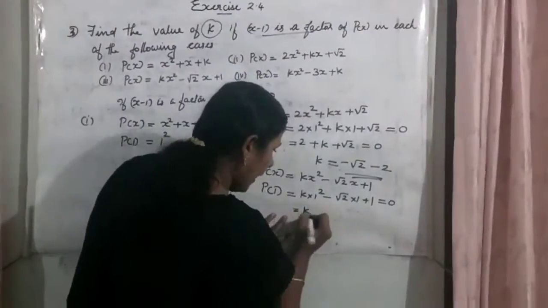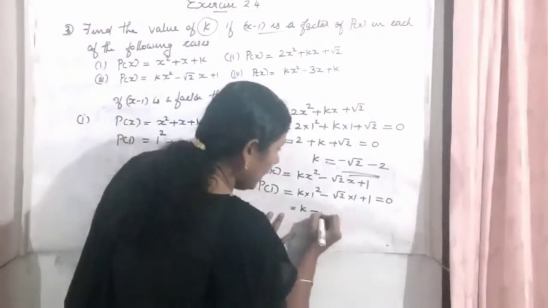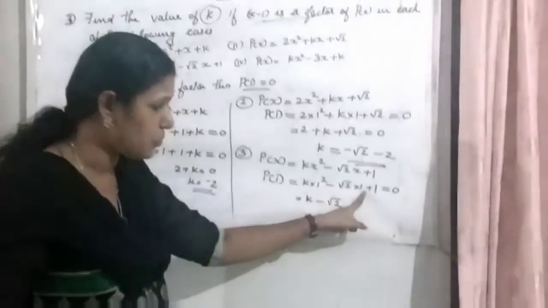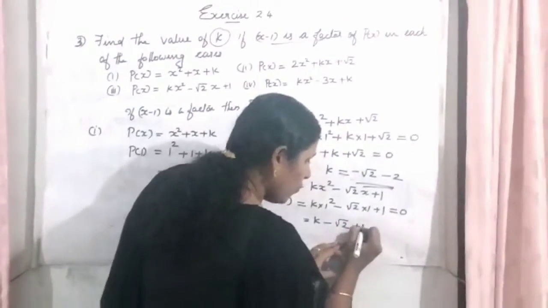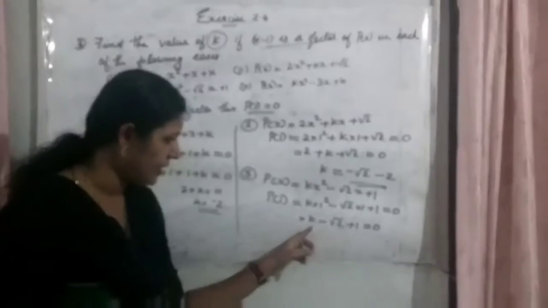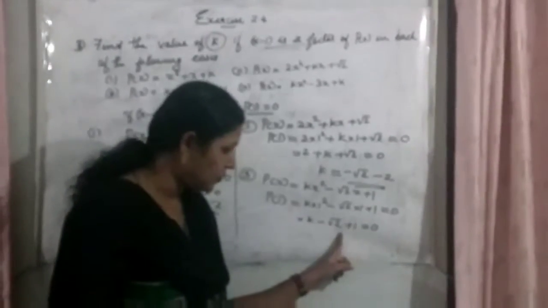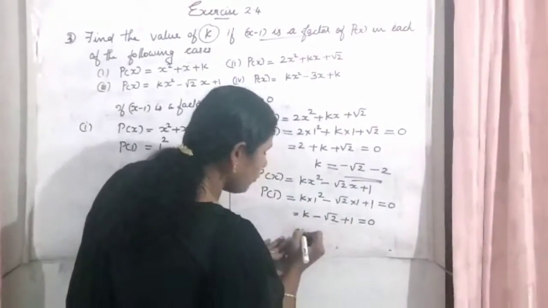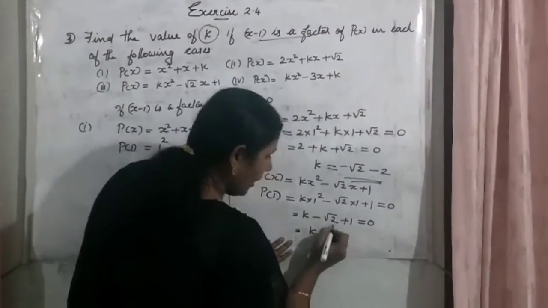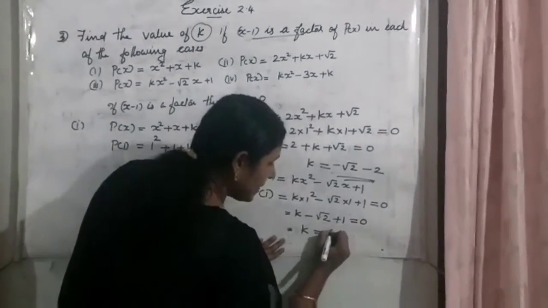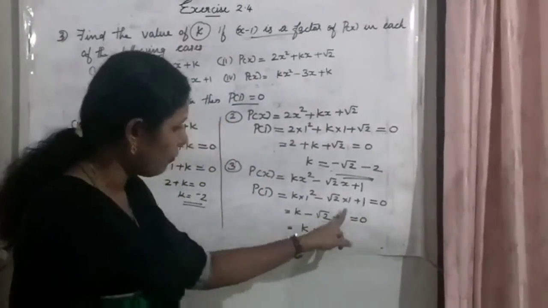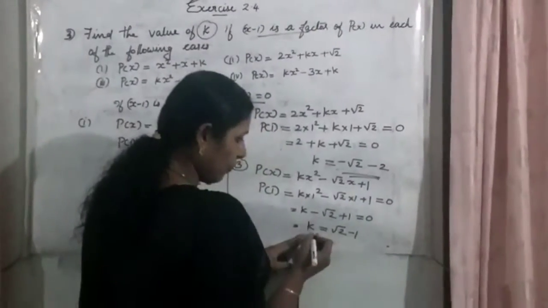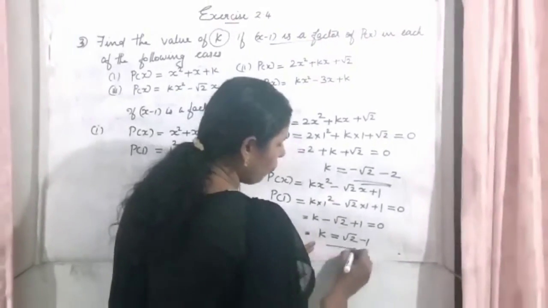So P of 1 equals 0. That is k into 1 square is k, minus root 2 into 1 is root 2, then plus 1 equals 0. That is, we get k minus root 2 plus 1 equals 0. Then we have to find this k. K equals, moving minus root 2 to the other side, plus root 2, and plus 1 on the other side becomes minus 1. So we get the value k equals root 2 minus 1.